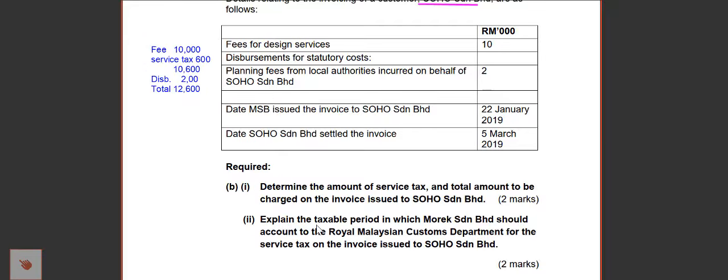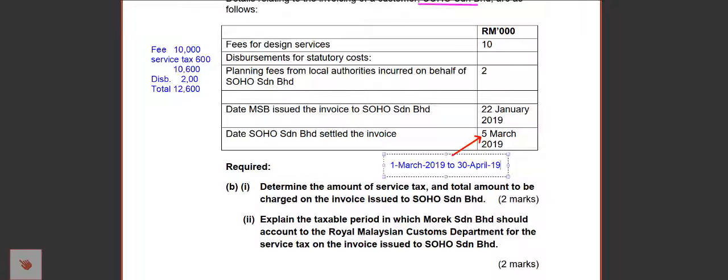Now, what is the taxable period in which you will account for the service tax? Service tax is based on what? Payment, not accrual. So the date of the invoice is January 19. The payment is March and is within 12 months. So you're going to use March as your taxable period. So that means it's 1st March to 30th April 19.